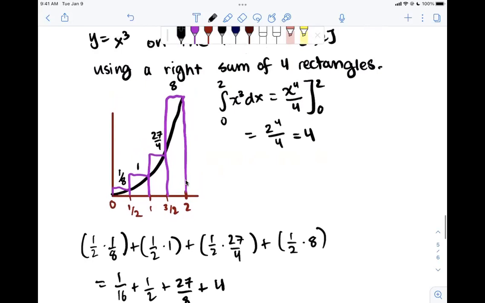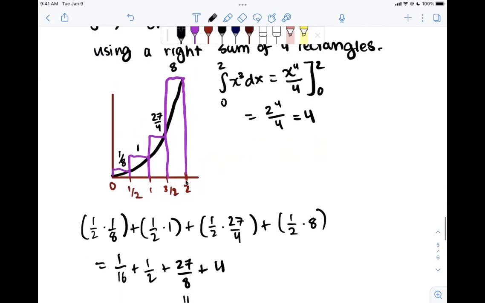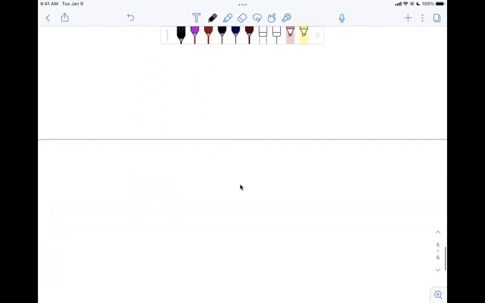So that's still quite a bit more. And we do expect that because, as we can see, these rectangles are quite a bit bigger because x cubed increases very fast. And again, if you want some extra practice, you can try a midpoint or a left sum of this. Let's do one more example.